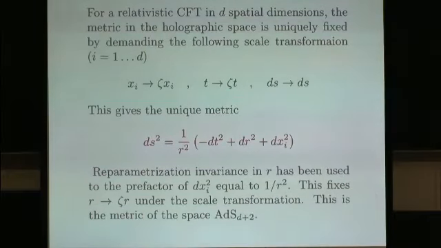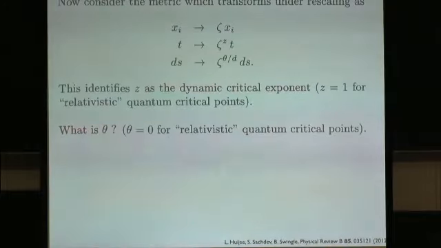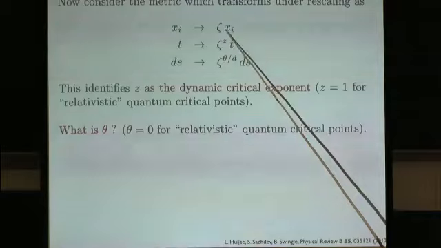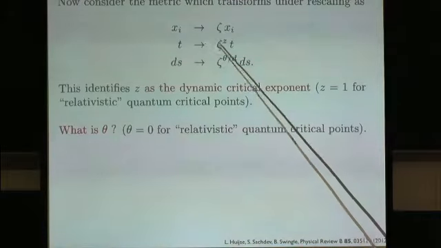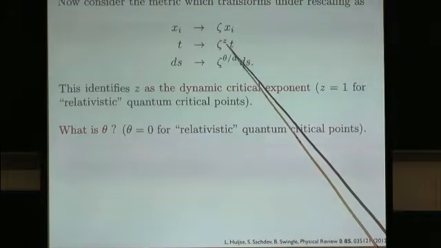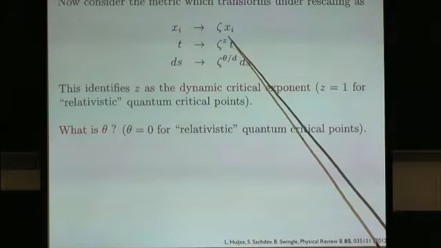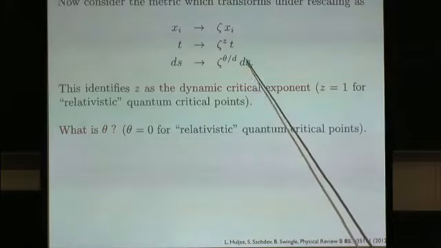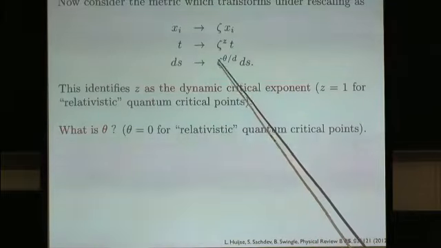So let's generalize this argument by allowing for different types of exponents. So John has already introduced the idea of this dynamic exponent z. So we're going to rescale x by the factor zeta, t by the factor zeta to the z. So z is a dynamic exponent. But I'm going to ask for one new thing. There's really actually no fundamental reason why the proper distance in the holographic theory should be invariant. But I'm going to make it quote-unquote covariant.